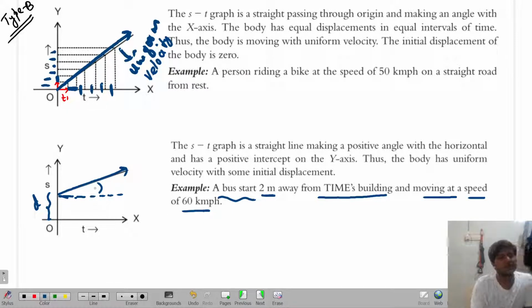So therefore, I will have a graph which starts from some distance, and then it will be a straight line. Right or not? Everyone? Yes, sir. Yes, sir.